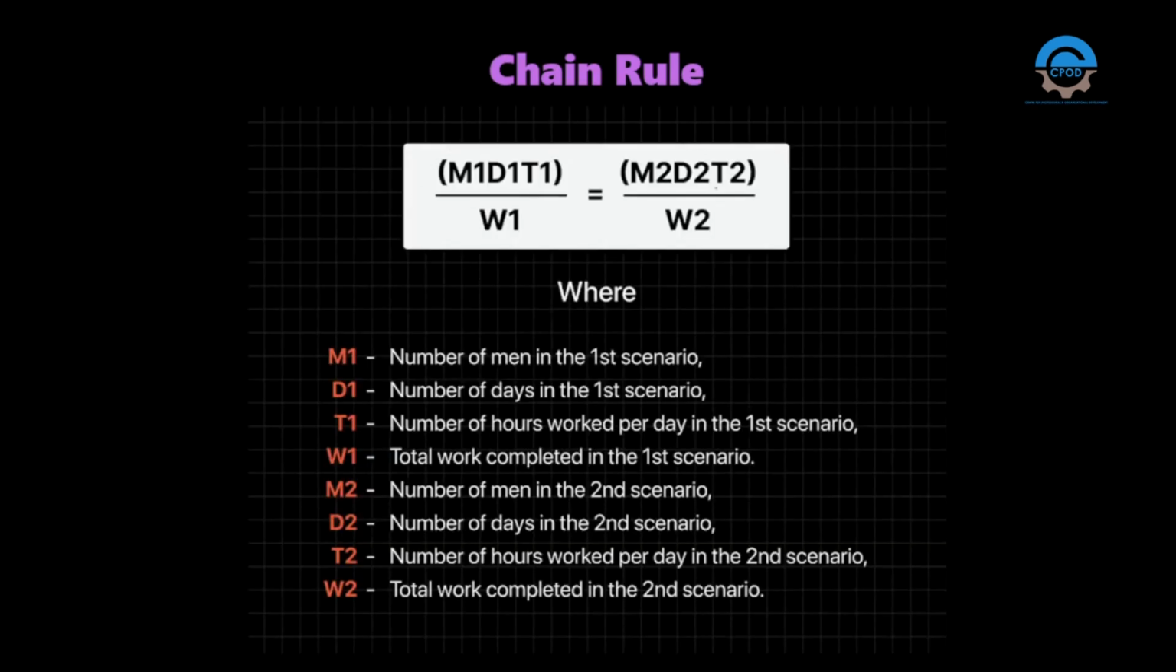This is the only formula that we are going to apply in the chain rule problems. That is m into d into t divided by w. Here m is the manpower, d is the number of days, t reflects the hours, and w is the work done. So here they will be giving two sets of information under two different scenarios. One piece of information will be missing. That can be either manpower, days, time, or work done. We have to find that by using the complete information in the other scenario.